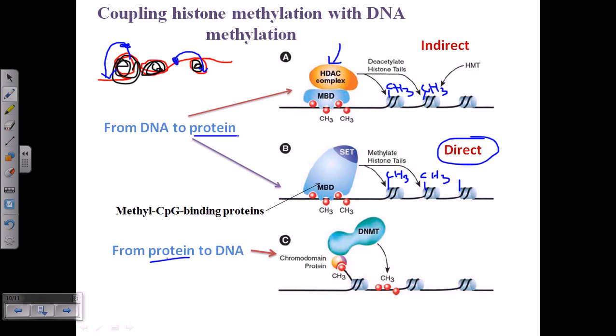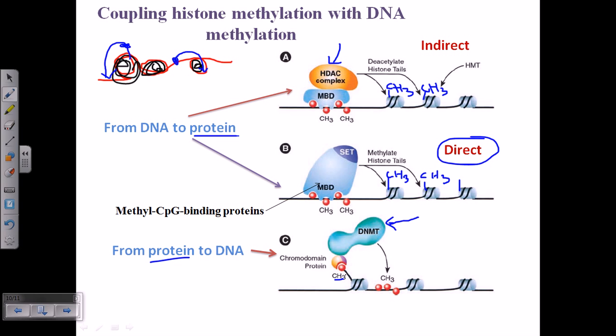But the totally different second type of methylation event can be from histone to DNA, or protein to DNA. Here the protein or histone tail is already methylated. Now it will recruit a protein called SP1. This SP1 can further recruit another protein called DNMT, or DNA methyltransferase. This DNA methyltransferase has two different domains. One is the attachment domain for SP1, another one is the methylation domain. Using the methylation domain, it can methylate the nearby DNA sequence by recognizing the methyl group present on the histone tail.